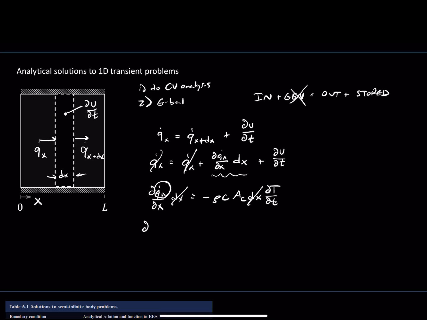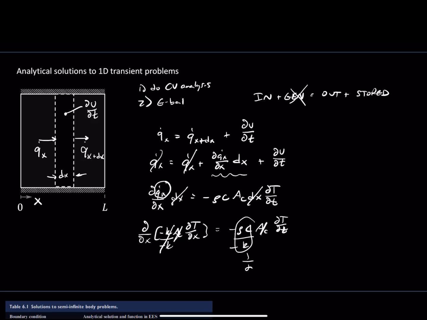So partial with respect to x of minus k A_c partial T partial x is equal to minus rho c A_c partial T with respect to time. Now you'll notice A_c also cancels out. In this case, it's a plane wall, right? The constant cross-sectional area. And then finally, we can bring minus k over to the right-hand side. So this is minus k, that cancels. This is just alpha, 1 over alpha.